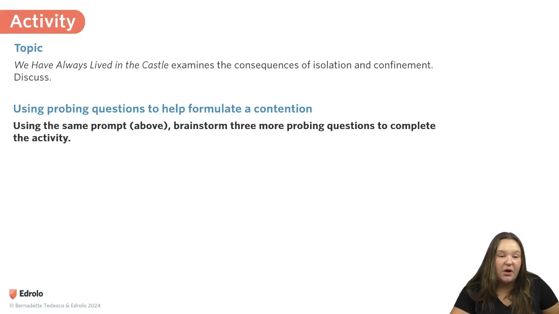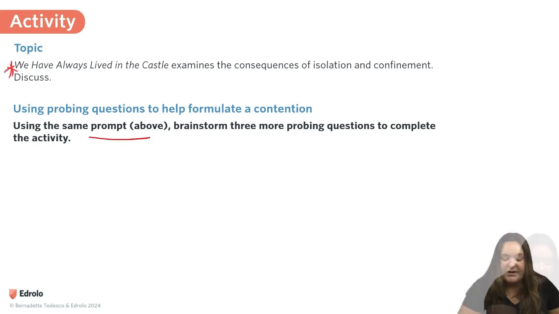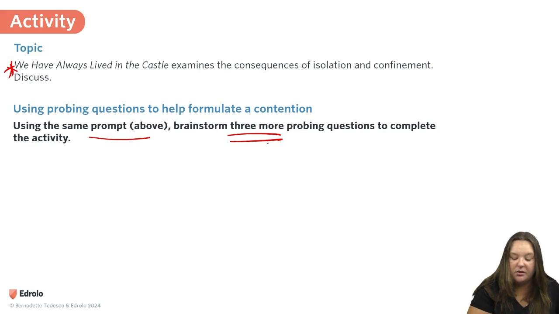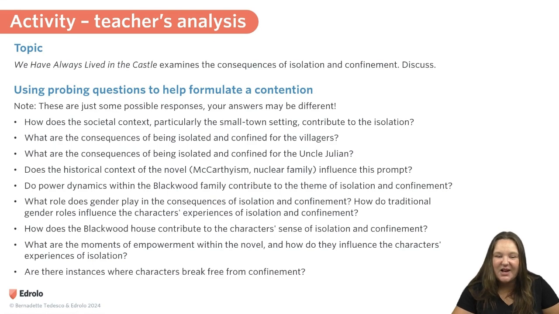What I'd like you to do now is expand on the ideas, expand on the questions that I've already asked, and come up with some more of your own. Using the same prompt as above, brainstorm 3 more probing questions to complete the activity. So you have all of the probing questions that I've already come up with. I want you to come up with 3 more of your own. Good luck.